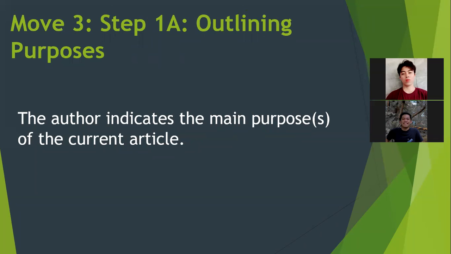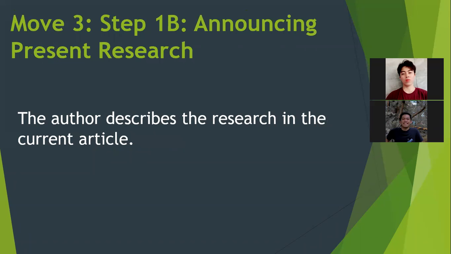So in step 1A, move 3, outlining purposes. The author indicates the main purpose or purposes of the current article, which means that you need to provide your objective. What are your aims? What are your objectives? What are your purposes? Why do you want to conduct the study? And then step 1B, announcing present research. The author describes the research in the current article. So you need to indicate or contextualize what your research is all about, meaning the very specifics of your research.